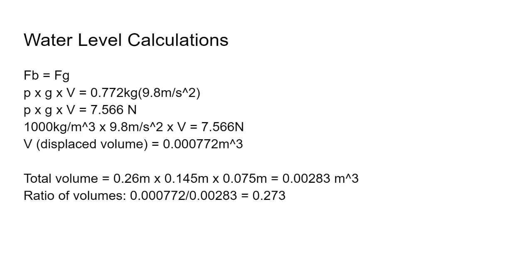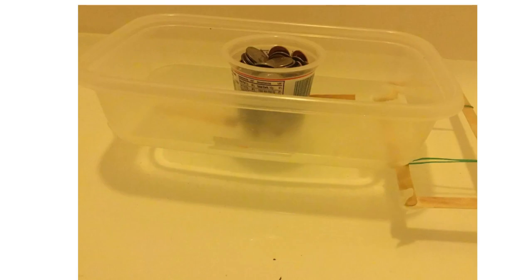Once we did that, we multiplied that by the height of the boat, and we got the height was around 2.05 centimeters. And we marked out the orange line. As you can see, it matches almost perfectly with the water level.